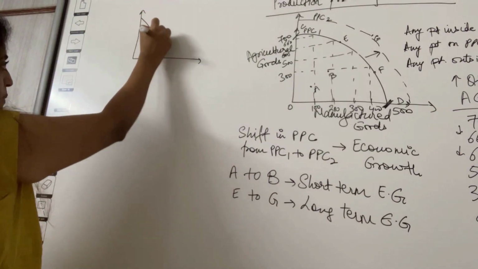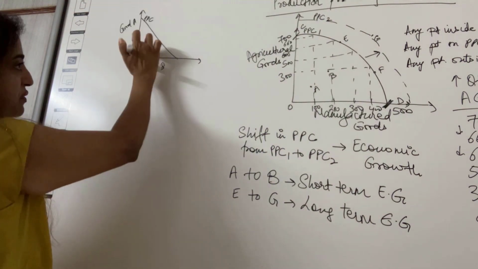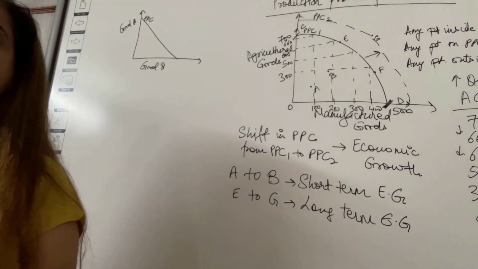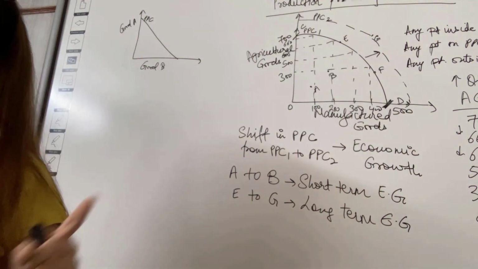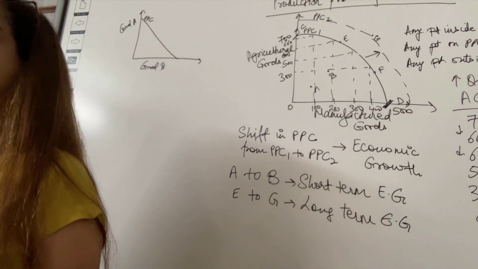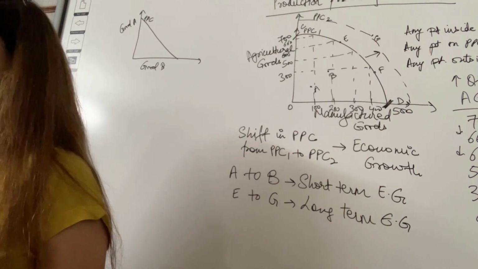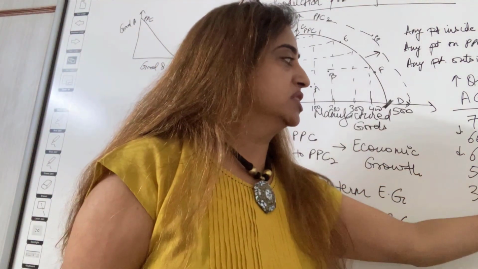So now, can PPC be this also? What is the difference between this and this? The difference between a concave shape PPC and a linear or straight line PPC. A straight line PPC means the opportunity cost is constant. Here you see the opportunity cost is increasing.